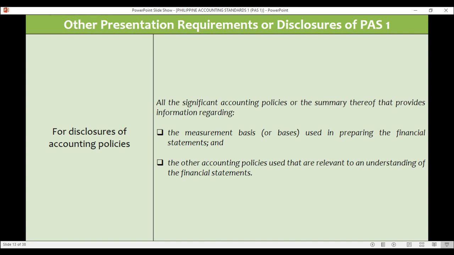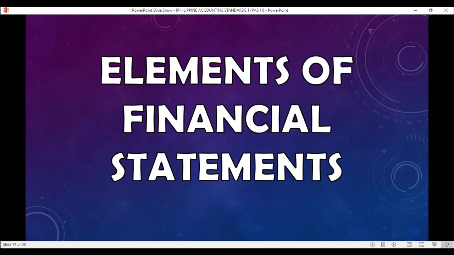For other accounting policy disclosures, all significant accounting policies or a summary thereof should provide information regarding the measurement basis used in preparing the financial statements, usually referring to the measurement basis of each line item, such as cash and cash equivalents, trade and other receivables, property, plant and equipment, and other assets and liabilities. Then the other accounting policies used that are relevant to the understanding of the financial statements, meaning those accounting policies that would provide a smoother understanding for the users. Okay? So those are the basic concepts embodied in the Philippine Accounting Standards 1.